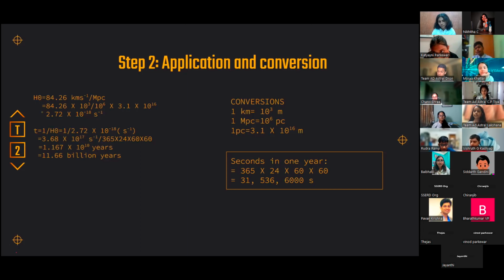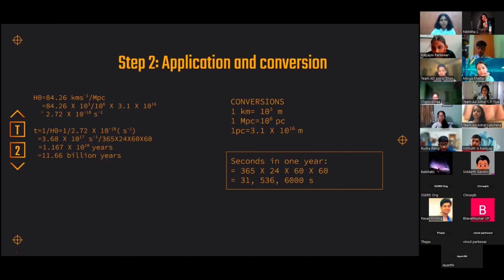Applying this to our key equation that we mentioned in the previous slide, t is equal to 1 by h naught. As we saw, h naught is about 2.72 into 10 to the power minus 18. So once the substitution is done, we get our answer as 1 by 2.72 into 10 to the power minus 18 second inverse. So our answer would be 3.68 into 10 to the power 17 second inverse.